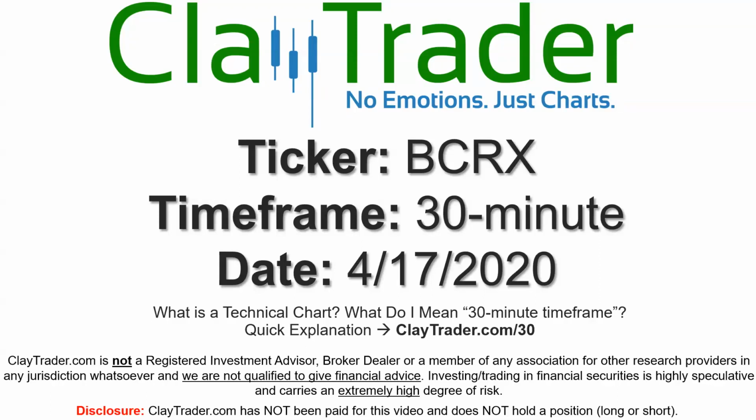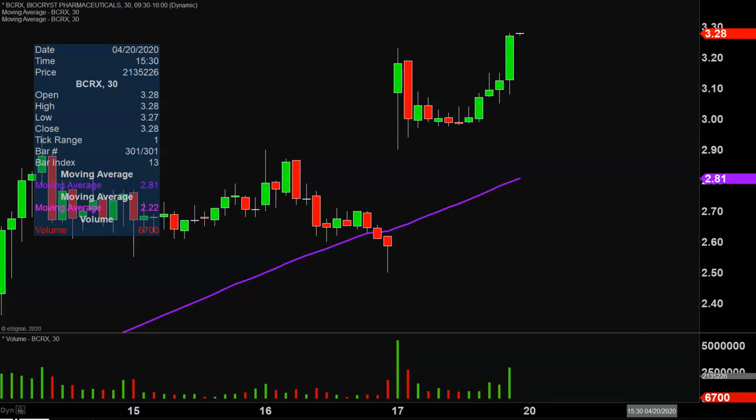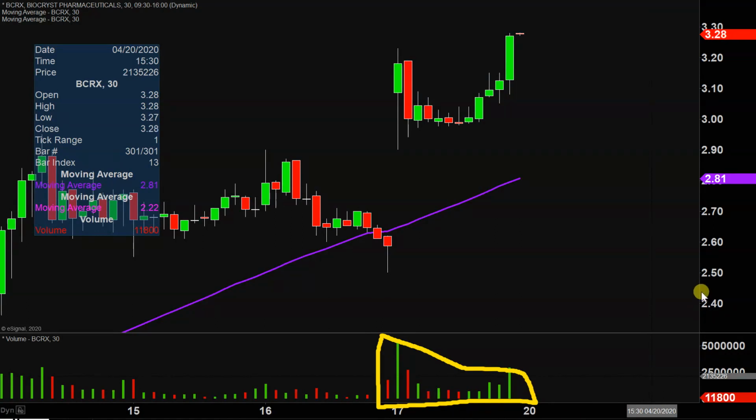We will take a look at the 30-minute time frame. If you're not sure what I mean by 30-minute, I do offer an explanation video at that link. Quite the eventful day on this one, not only from the price action point of view, but you look down here at the volume and well above average volume on the day. So a lot of eyeballs on this one going forward.